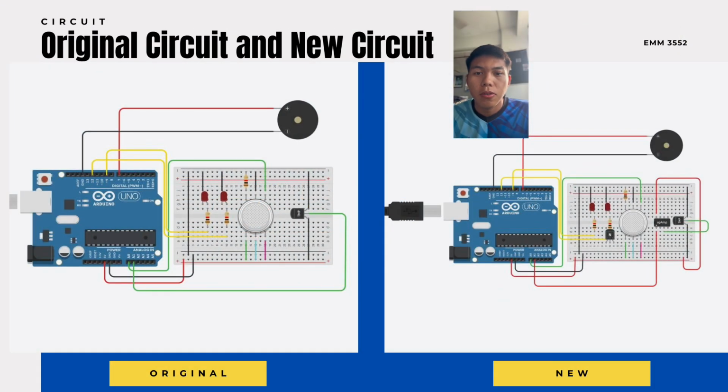So now we go on to the circuit. As shown in the slide, we have the original and the new circuit. So the comparison between the new and the original circuit is, in the new circuit, we have added the op-amp and the NPN transistor as our signal conditioning. The purpose of adding the signal conditioning is to smooth the circuit and give us a better result for the system, and we can solve the problem that we had just now.